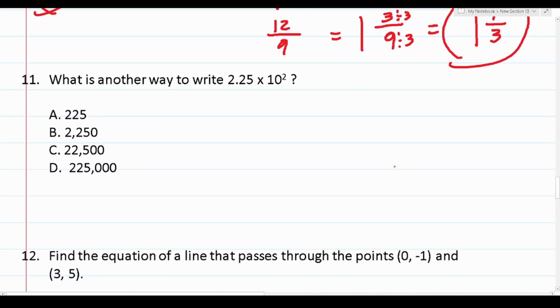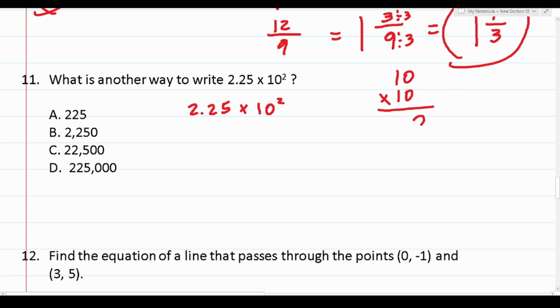All right, number 11 says, what is another way to write 2.25 times 10 squared? Okay, so let's go ahead and work on this one. Again, we have 2.25 times 10 squared. 10 squared is the same as 10 times 10. If you can't do it mentally, you may want to work it out so you don't make any mistakes.